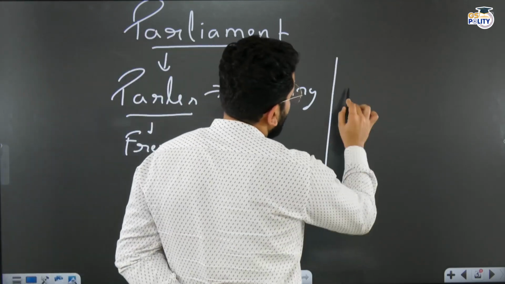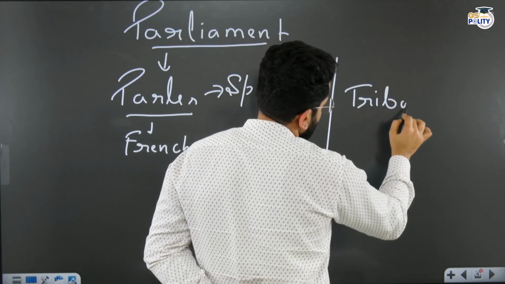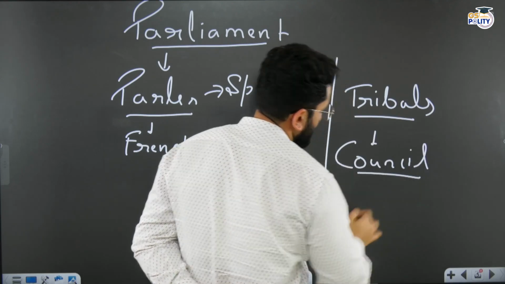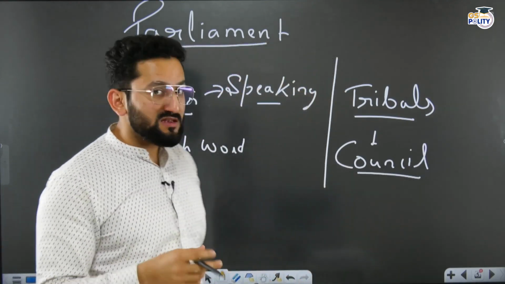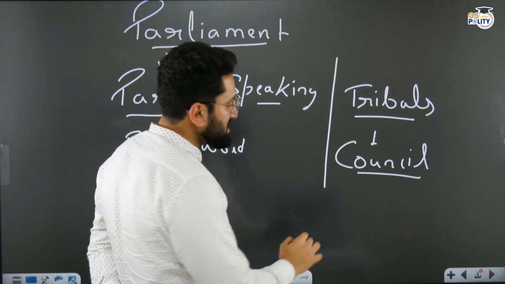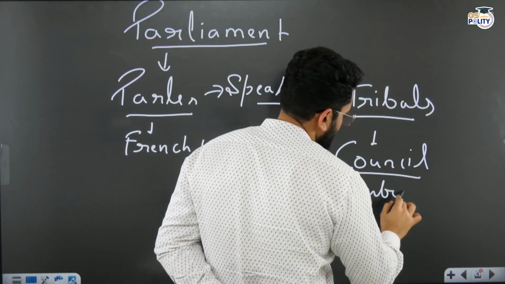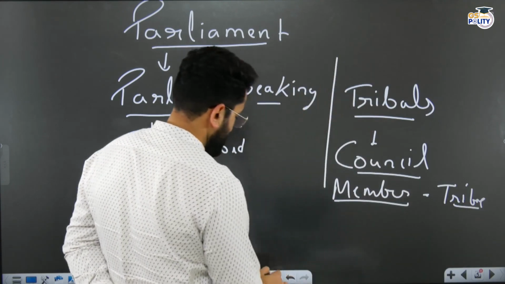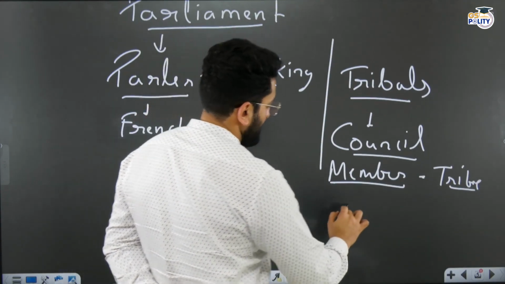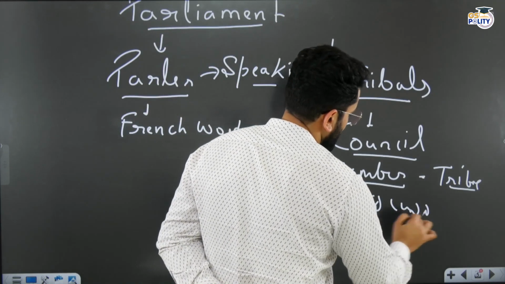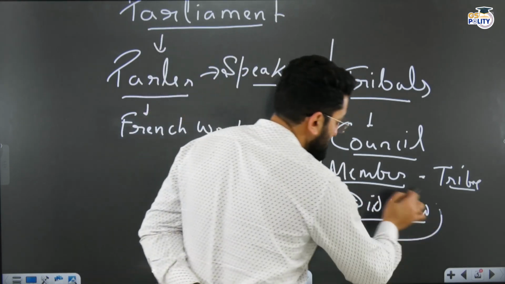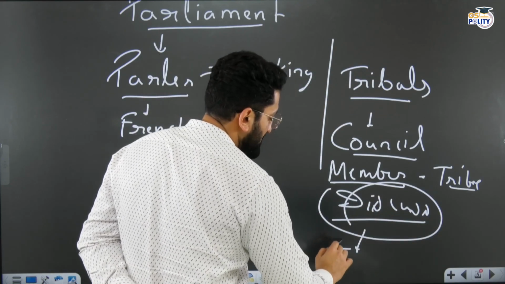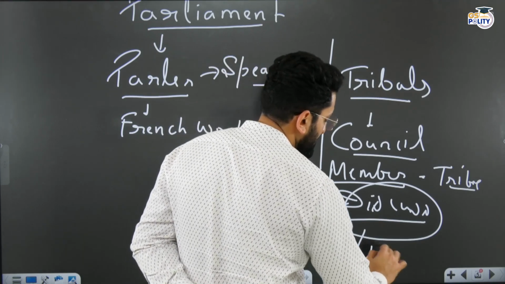It is said that within the ancient tribal societies also, there was a system of council. In Hindi, the council is known as parishad. So a council means you will have members from the tribe, and they will discuss matters of importance for the tribe. And the conclusion of this discussion is then presented before the head of the tribe.